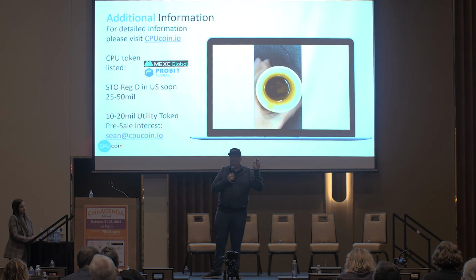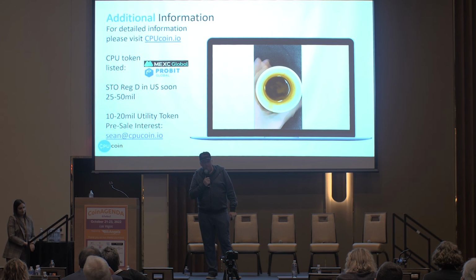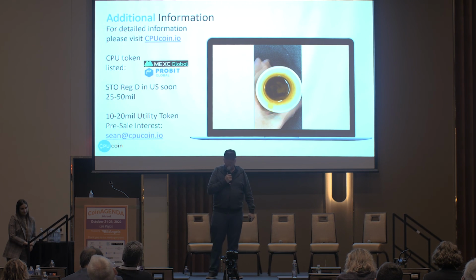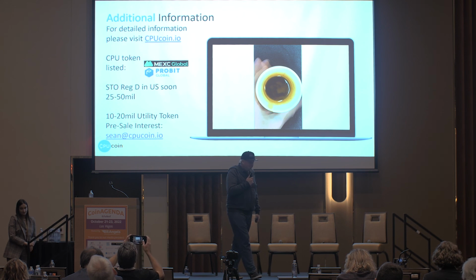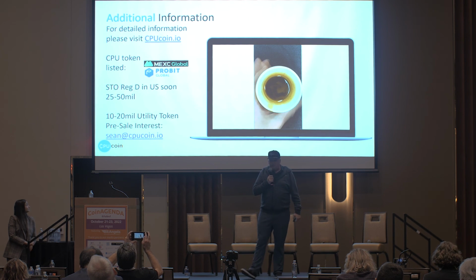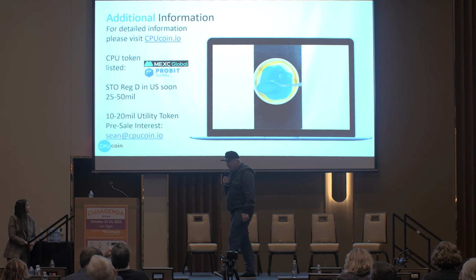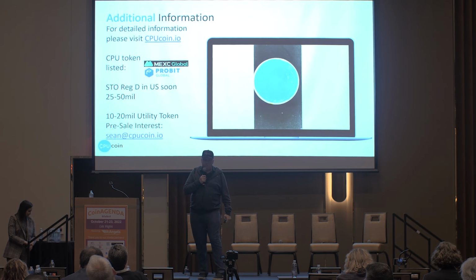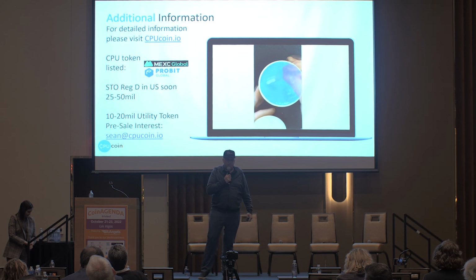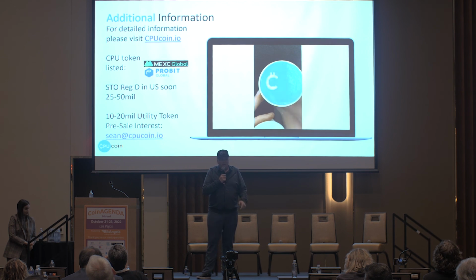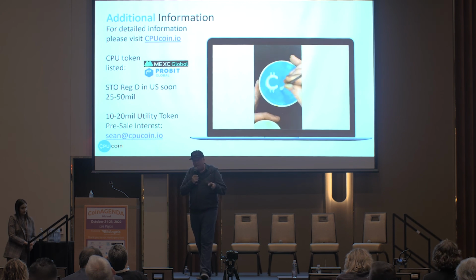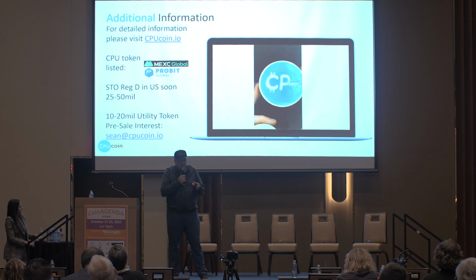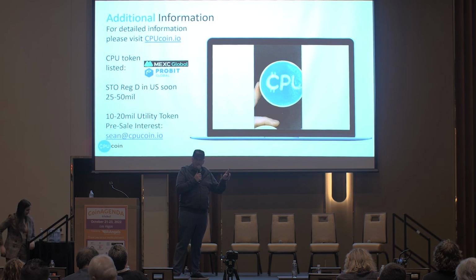That's it. We are doing a small 10 to 20 million utility token pre-sale. We're already listed on 2 exchanges. We've right now got 2 or 3 more lined up in Korea and a big Asian crypto.com with one of our advisors who's just come on board and signed, named Harry Choi. We're going to be doing an STO, a Reg D offering in the United States soon, 25 to 50 million.